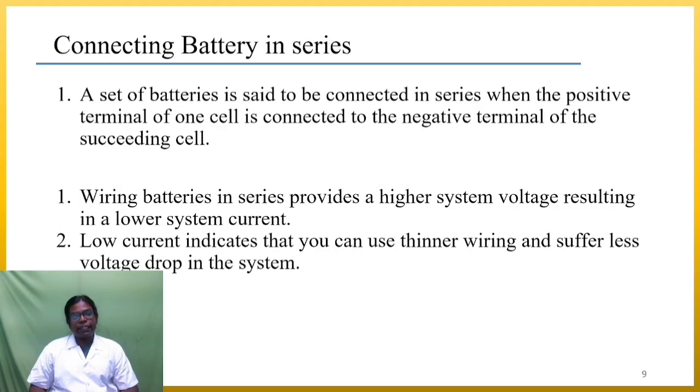Connecting batteries in series means we add the voltage. A set of batteries is said to be connected in series when the positive terminal of one cell is connected to the negative terminal of the successive cell. So this adds the voltage. Wiring batteries in series provides a higher voltage resulting in a lower system current. Low current indicates that you can use thinner wiring and suffer less voltage drop in the system.